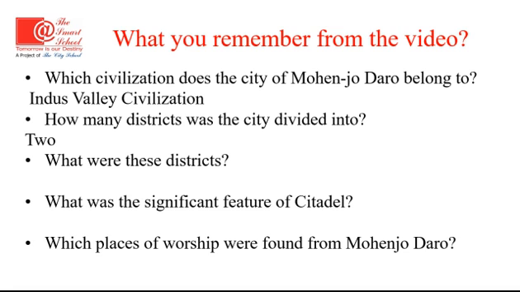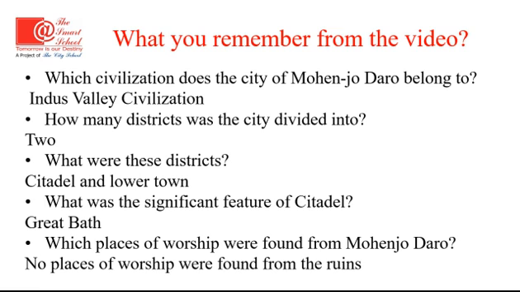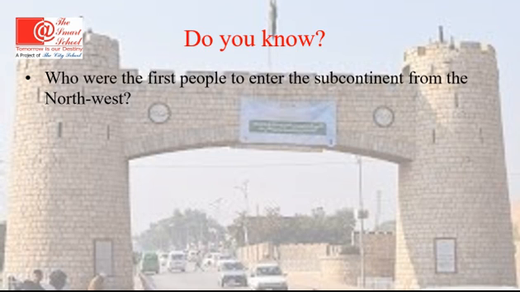What were these districts? Citadel and Lower Town. What was the significant feature of Citadel? Great Bath. Which places of worship were found from Mohenjo-daro? There were no places of worship which were found from the ruins. Now, do you know who were the first people to enter the subcontinent from northwest?